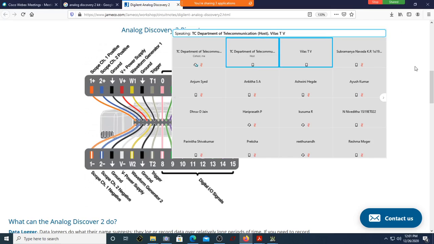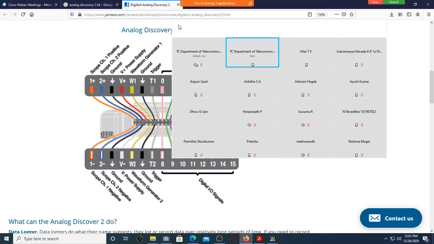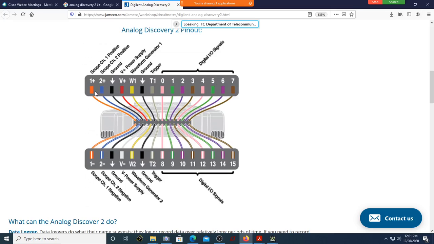Okay, let me just show you that. This is what you're going to see. Can you see it has got how many pins? There are so many wires: 1 2 3 4 5 6 7 8 9 10 11 12 13 14 15 16, 16 into 2, 32 colored wires are there. Am I correct?